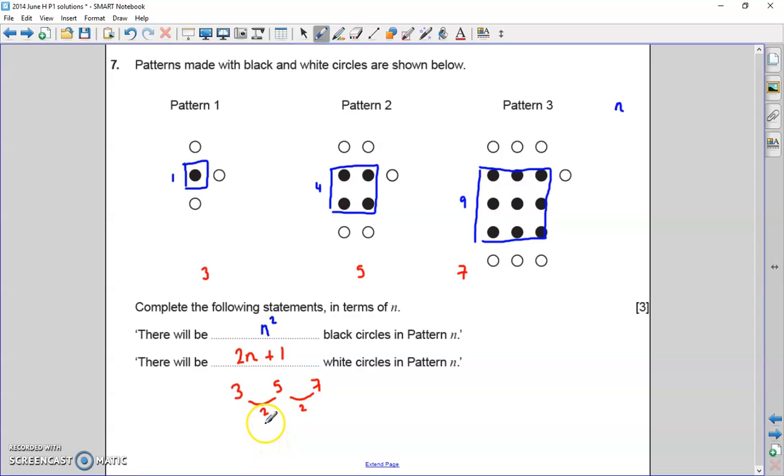And then you can do all sorts of things after that. If it asks us to work out how many black ones were in pattern 10, the black ones would be 10 squared, 100. If it asks us to work out how many white ones were in pattern 10, it would be 2 times 10, add 1, 21.